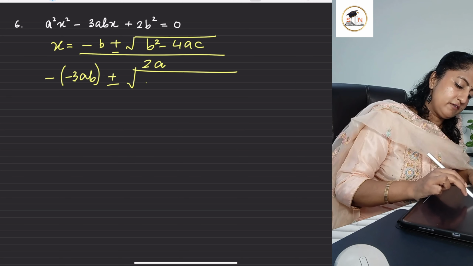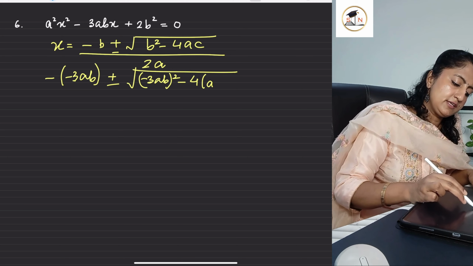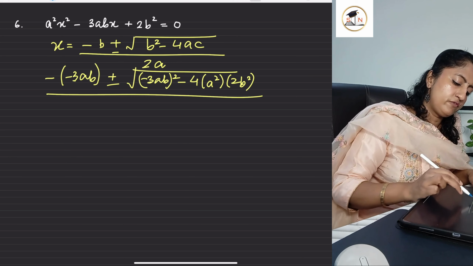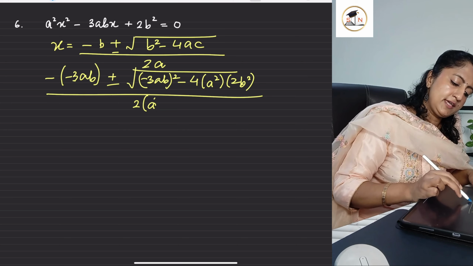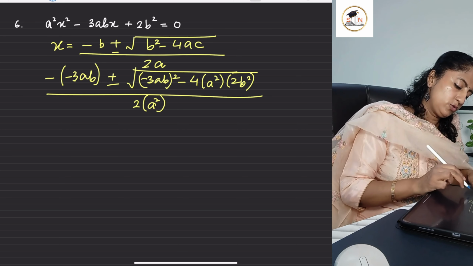In b squared, we have minus 3ab. It will be whole squared over here. Minus 4 times a squared and then 2b squared. Whole over 2 times a squared. Substituted everything in the quadratic formula. Now what do we get?